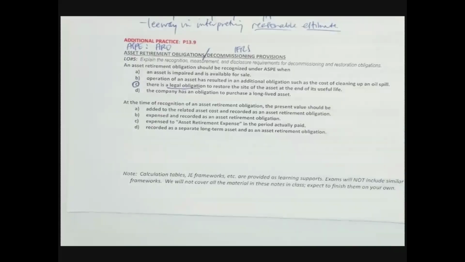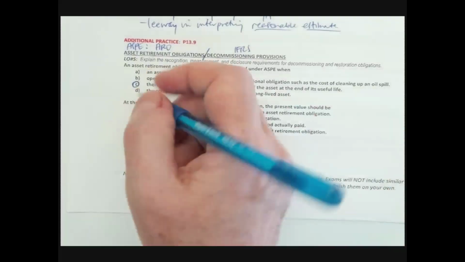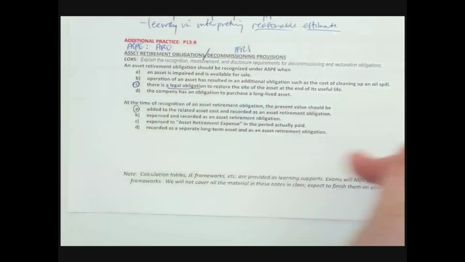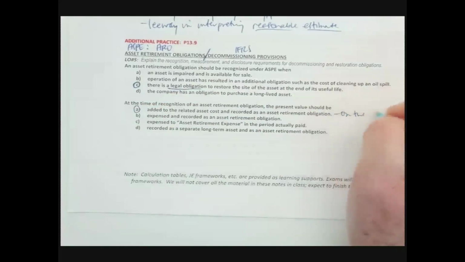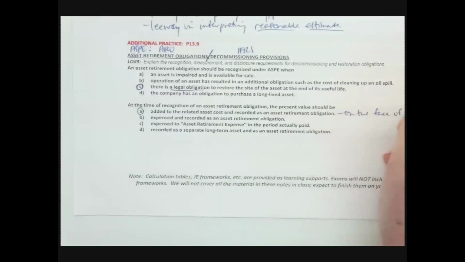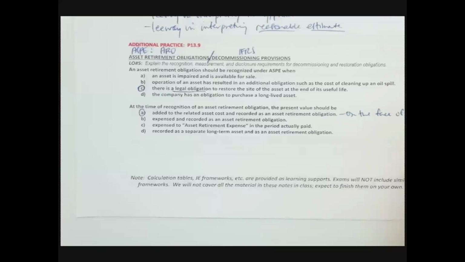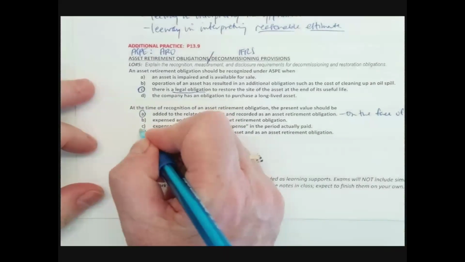Yes. I mean, this is the answer on the face of the financial statements. The answer deep, deep down in your books is really this.